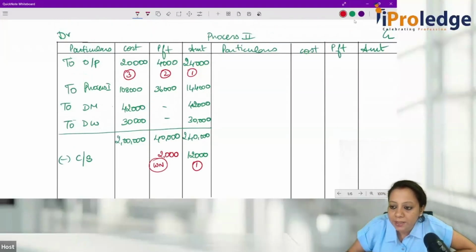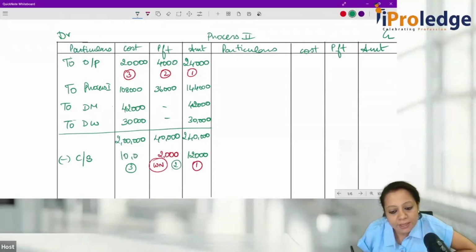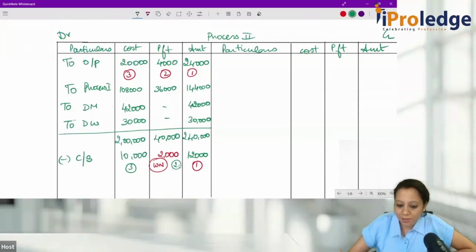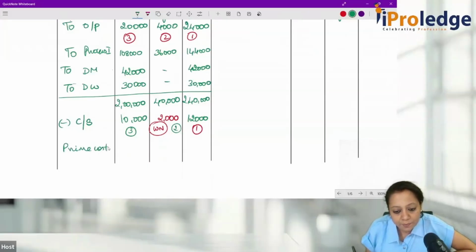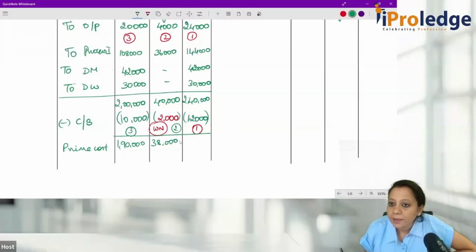I'm substituting here, which means this is 2 and this is 3. That means it is going to be 10,000. Right, everyone? Super. So now we will calculate the prime cost. We all know we should subtract this. So it is going to be 1,90,000, 38,000.